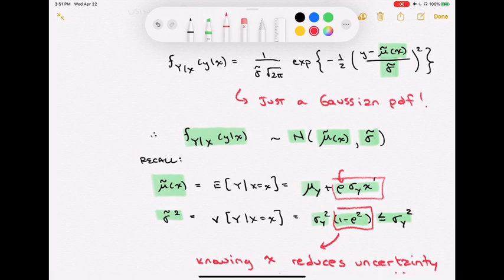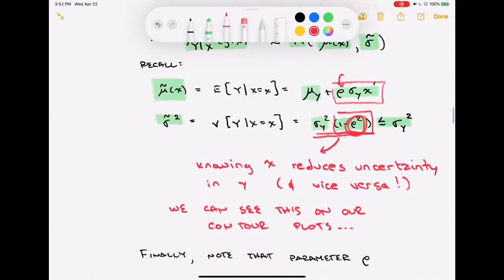It would be just a regular 1D Gaussian random variable with mean mu y and variance sigma y squared. But if there's some correlation, the overall uncertainty about y gets reduced based on how strong that correlation is. The stronger it is, the more reduction in uncertainty there would be. So knowing x reduces uncertainty in y. It also helps us update the mean of this conditional distribution of y as well.